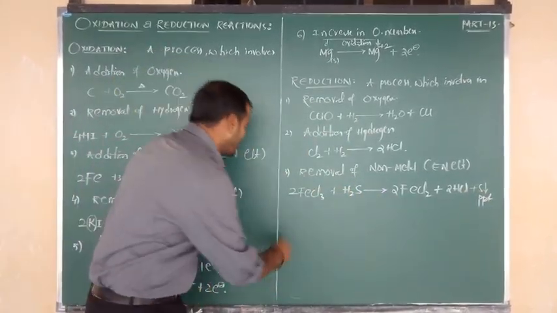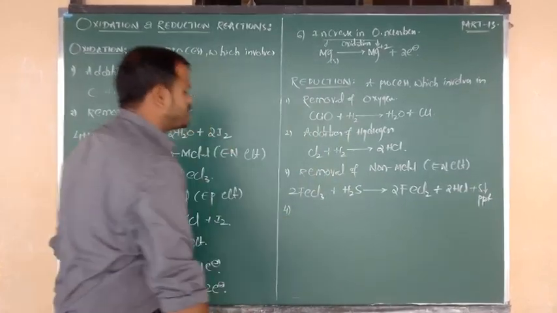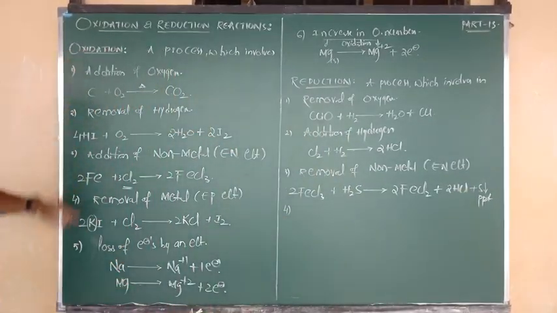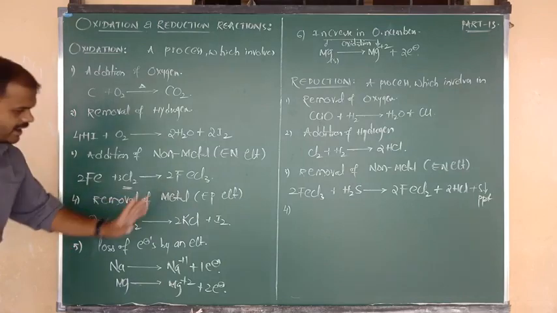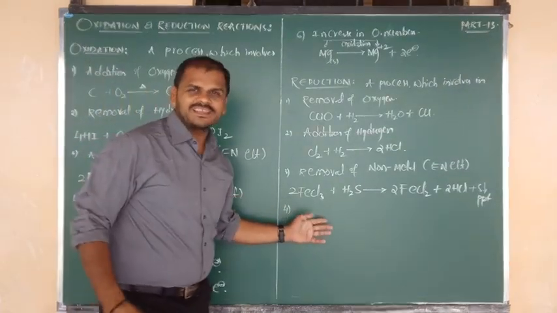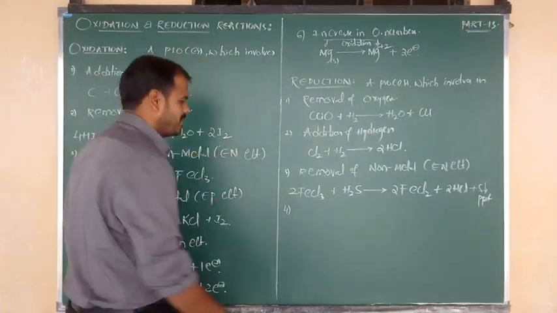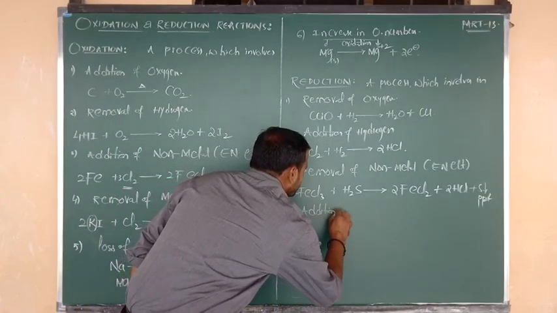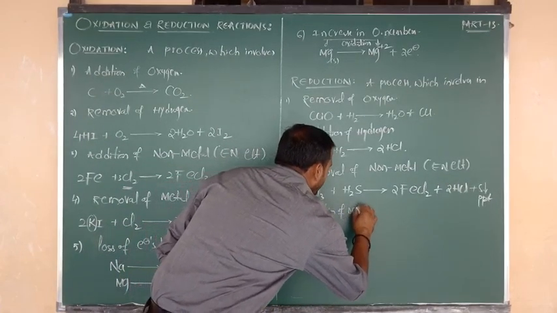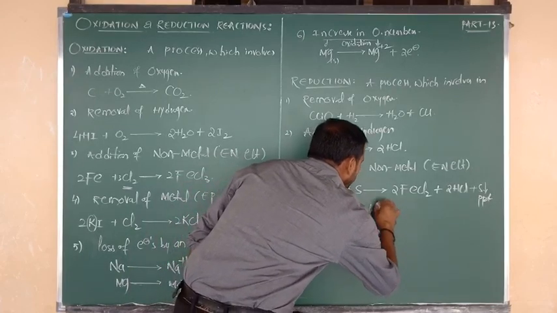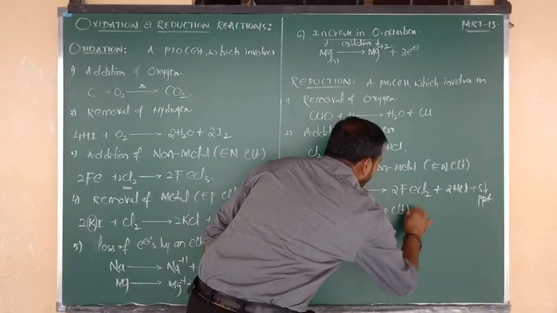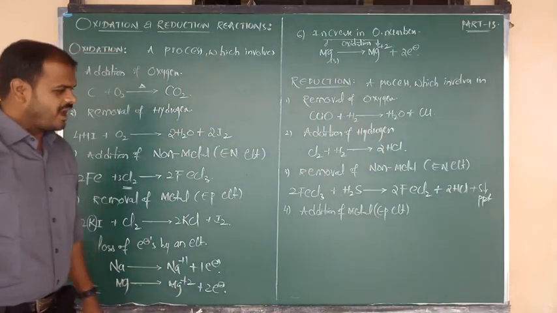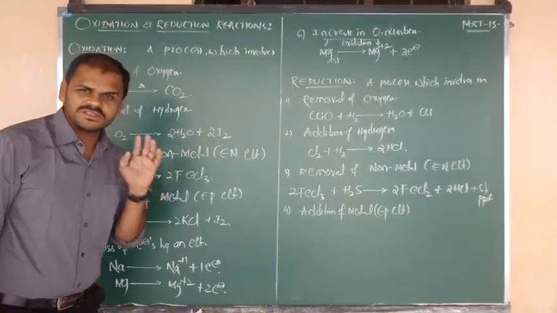Now, good. Next definition I am going to show you. What is the fourth definition for oxidation? Removal of metal takes place. Here it is the opposite: addition of metal takes place. Addition of metal, and also we can say addition of electropositive elements.